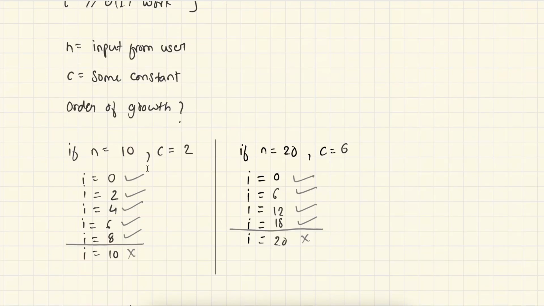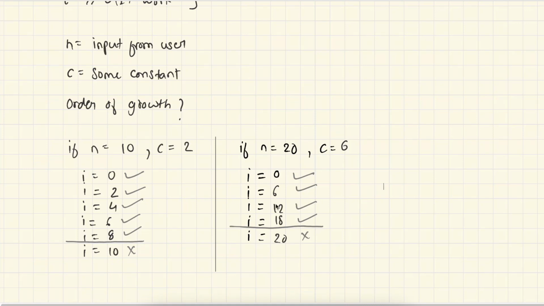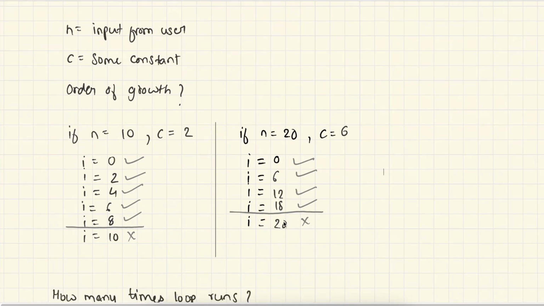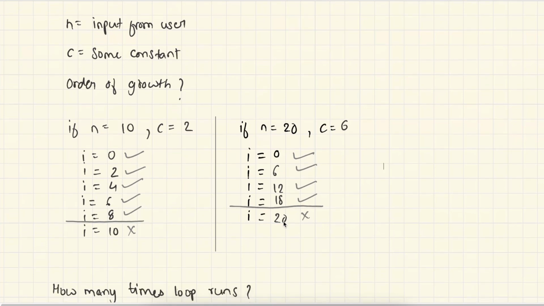Okay, let's see this example. If our n equals 20 and c equals 6, then this loop is going to start with i equal to 0, then it's going to add 6 in each iteration. It becomes 6, then 12, then 18, and finally it becomes 24, and the execution stops because 24 is not less than 20 and this condition is false.